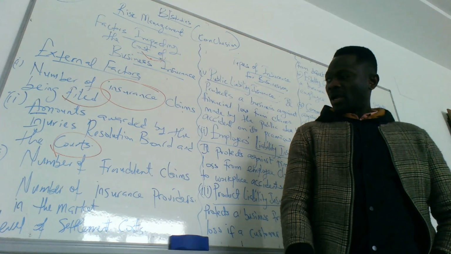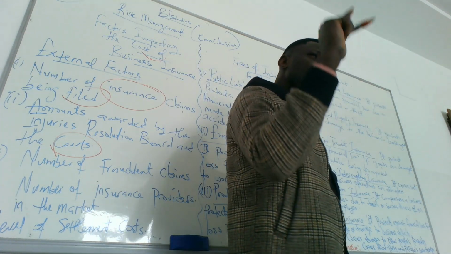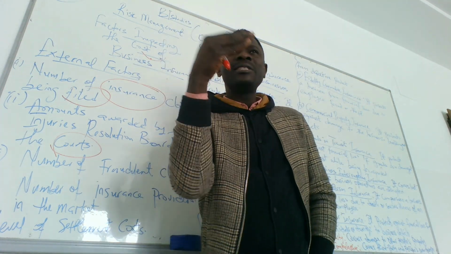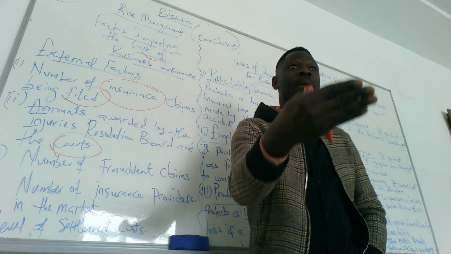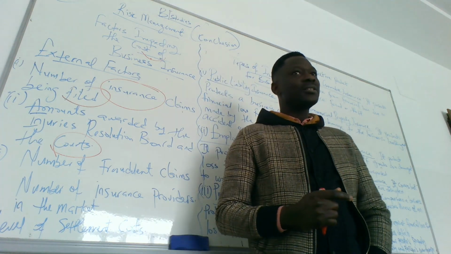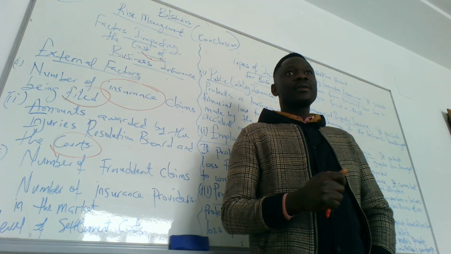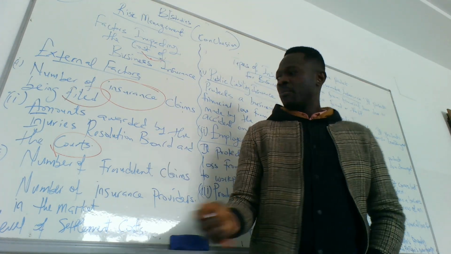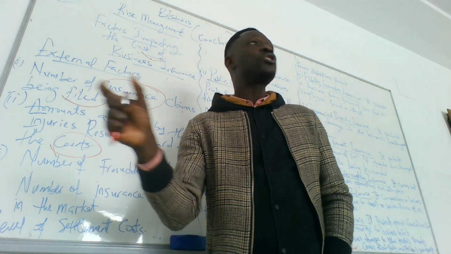The third one, number of insurance providers in the market. The number of insurance companies we have will determine the value of compensation we could get. If we have more insurance companies, that means the supply is more, so we might be able to get more compensation. But if there are few insurance companies, it will be difficult because we won't have as much access to insure our property. More insurance companies make the policy cheaper, but few make it expensive.